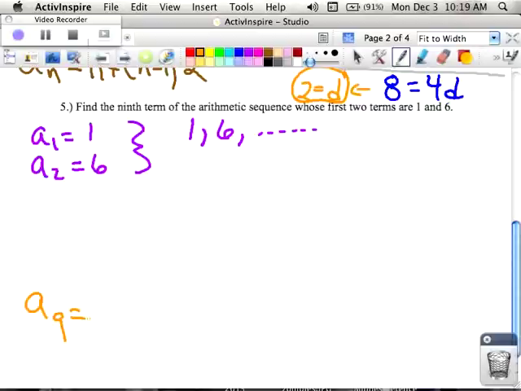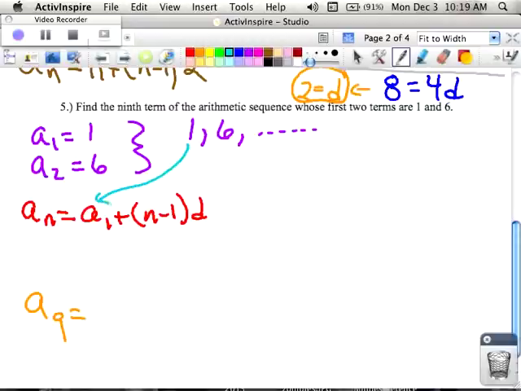So I know that when I'm doing these problems, I always need to say, oh, a sub n equals a sub 1 plus parentheses n minus 1 d. So I know my a sub 1. That's the good news. That's just this thing right there. And I know my n. What's my n going to be? 9. So they tell me I want the 9th term, so I know that's my n value.